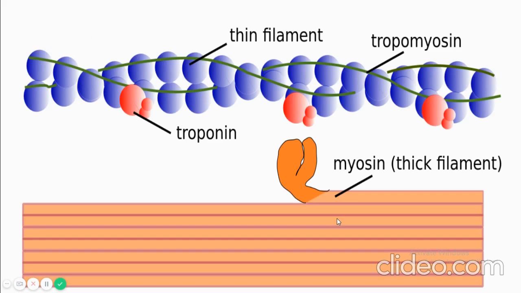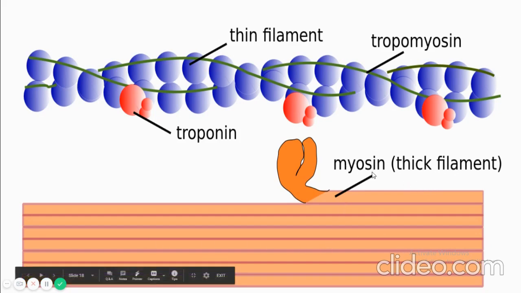So here's the diagram which is showing the role of calcium ions in muscle contraction. We already know that a muscle fiber has sarcomere, which is the actual contractile unit. Sarcomere has two types of filaments: a thin filament, which is composed of actin, tropomyosin, and troponin, and the thick filament, which is composed of myosin protein.